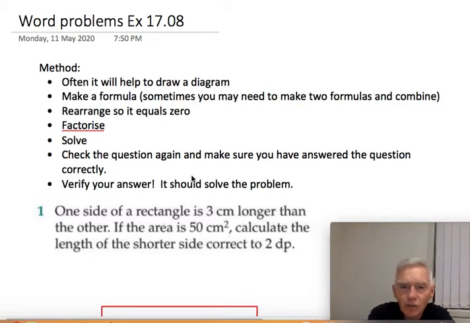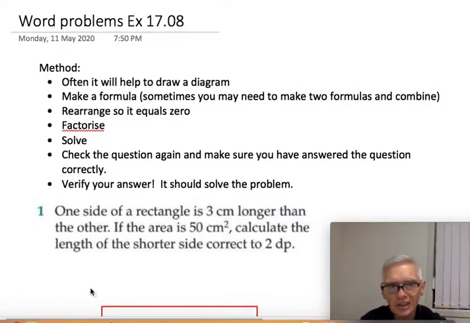Right, we're going to look at word problems. We're looking at exercise 17.08. I've got a method here. Often it's going to help to draw a diagram. That's the first thing. Make a formula. Sometimes you need to make two formulas and combine them. You always rearrange it so it equals 0, so then you can factorize it, then solve it. Then check the equation again, make sure you've answered the question correctly. Then verify your answer, it should solve the problem.